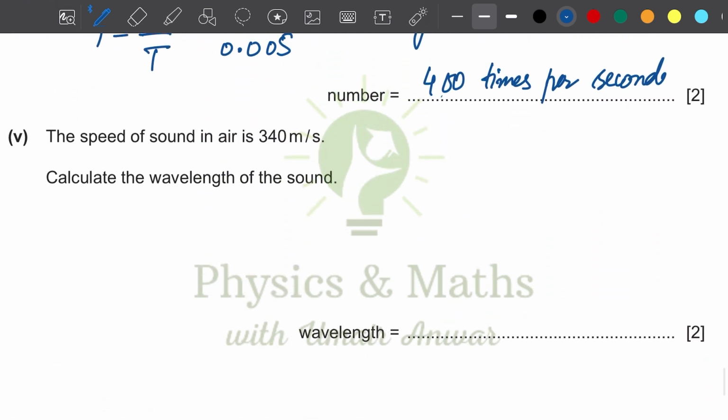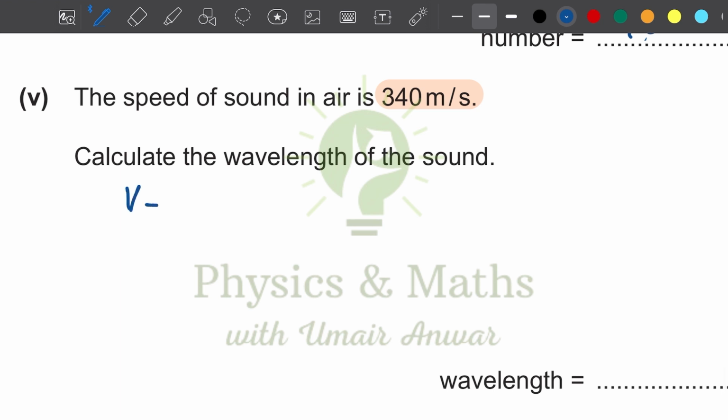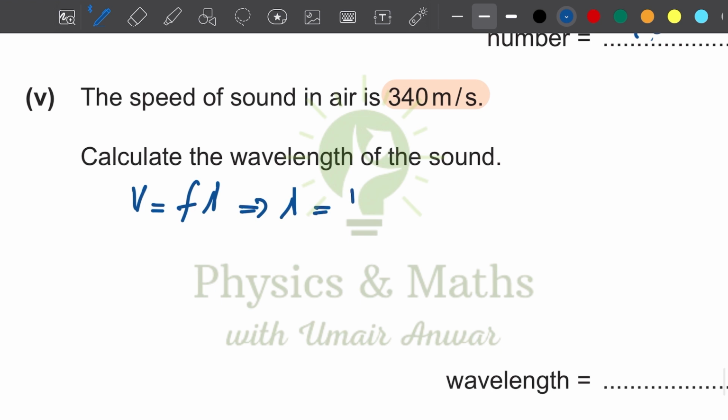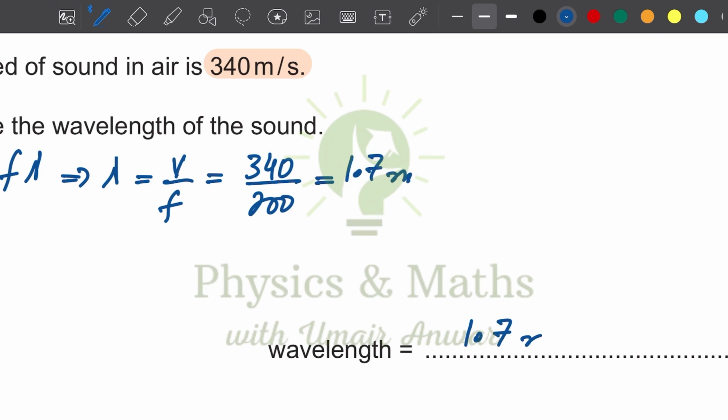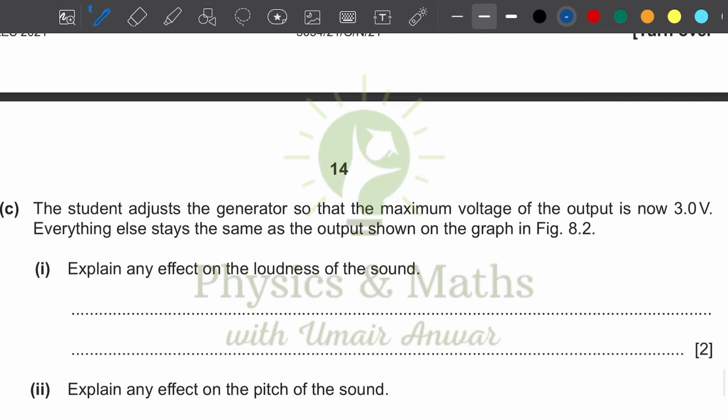Now the next part says the speed of sound in air is 340 meters per second. We are given the value of the speed. We have to calculate the wavelength of the sound. So v = fλ is the formula which would be used here, and λ, the wavelength, would be equal to speed divided by the frequency. Speed is 340 and the frequency is 200. So the answer we get is 1.7 meters. The wavelength of the sound here is 1.7 meters.